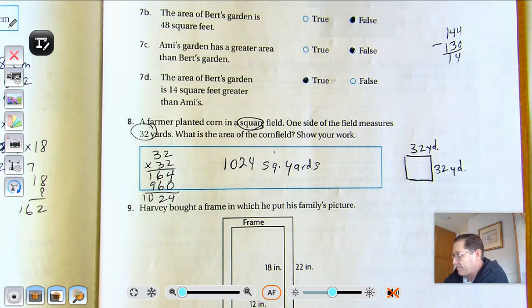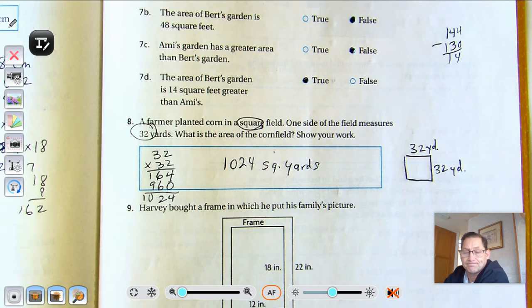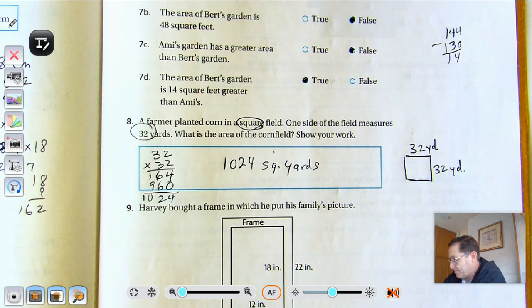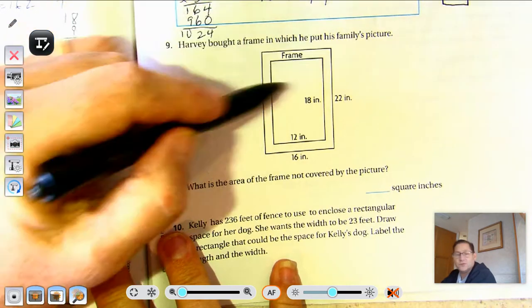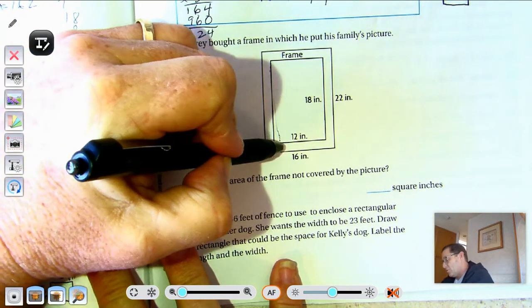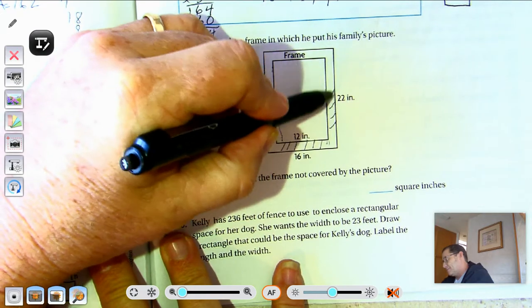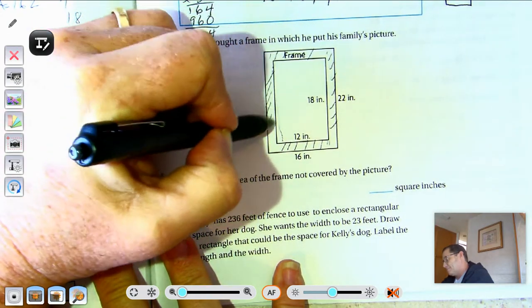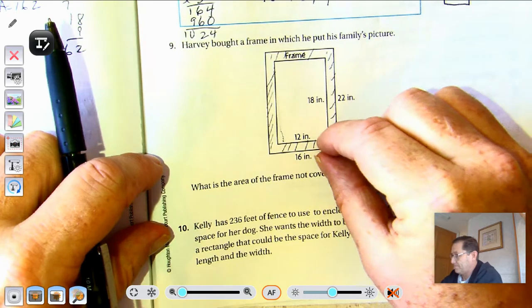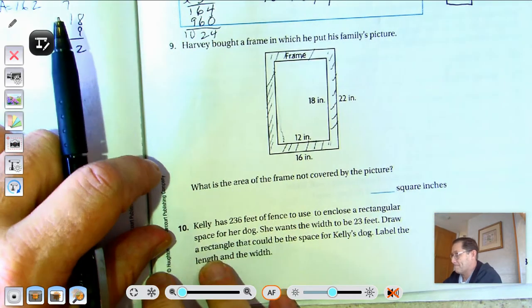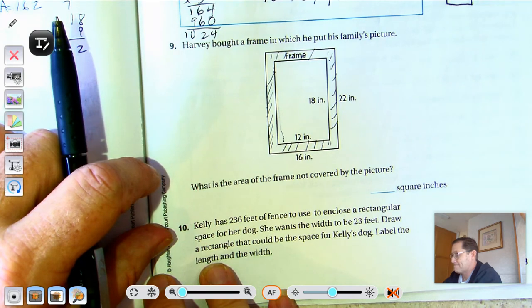All right, Harvey bought a frame in which he put his family's picture. Okay, what is the area of the frame not covered by the picture? What is the area of the frame not covered by the picture? So this is the picture, and so we need to know this space. Okay, so what is this space in between here? Going this way.